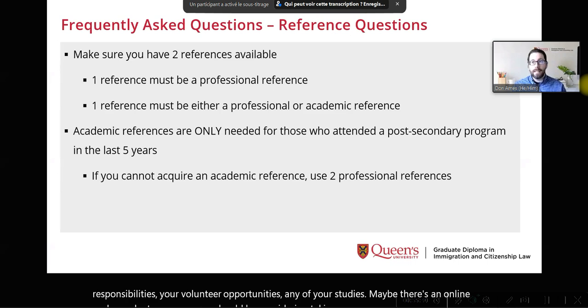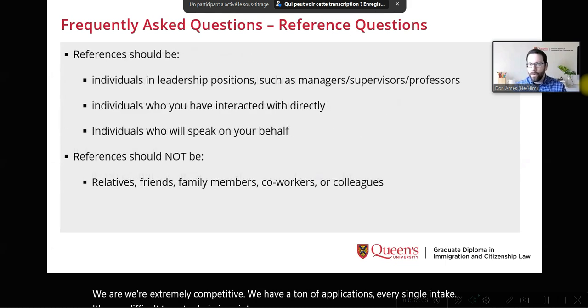There's lots of things to be thinking about when it comes to the admissions process for the program and meeting the requirements. We're extremely competitive. We have a ton of applications every single intake. It's very difficult to get admissions into our program or to any program really these days because we are a global program. We are able to take international individuals because there's no on-campus requirement. So really think about those requirements and take a look at what the parameters are and how you meet them.